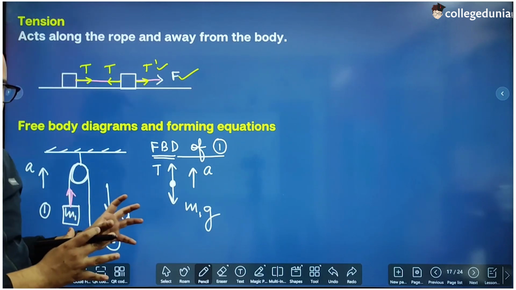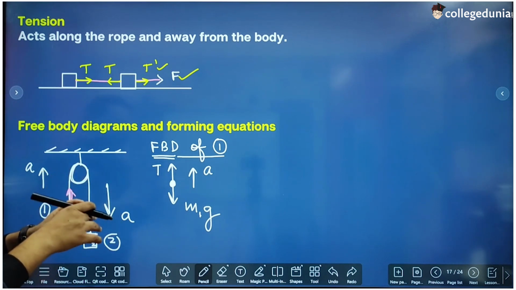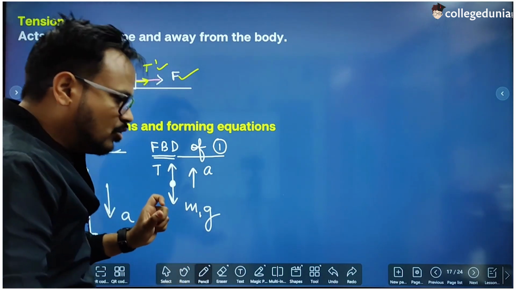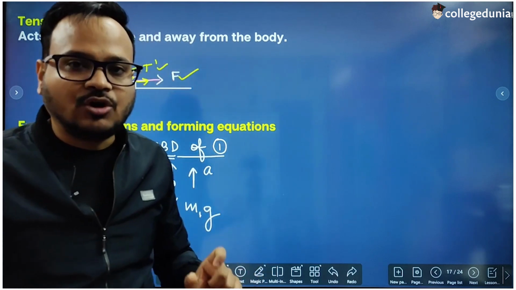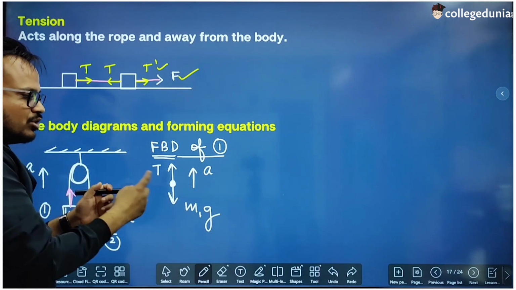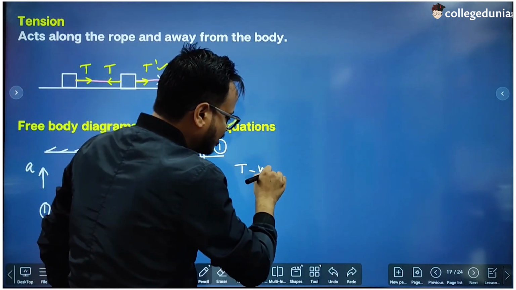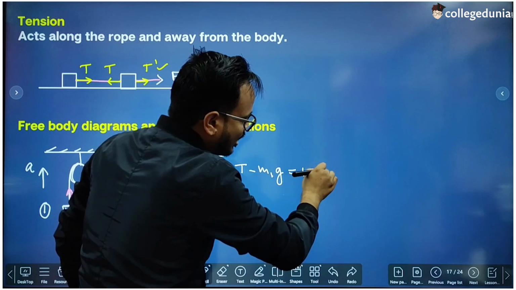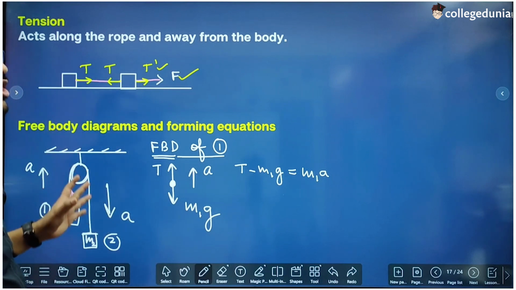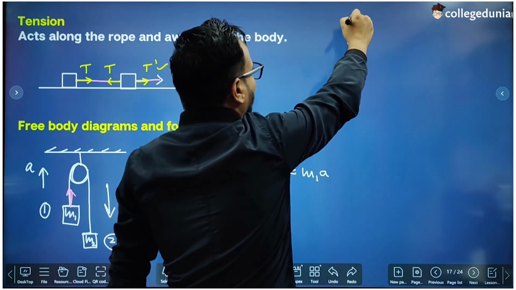Now everything is in the y direction. There is nothing in the x direction. In the next question we are going to discuss components and all those things, but that is not required in this one. We know that a body always accelerates in the direction of the net force. So if the body is accelerating in the upward direction, then the net force is in the upward direction. So T is more than m1g. So the equation is T minus m1g equals m1a. So this is the equation of the first body. Now let's make the FBD of the second one.